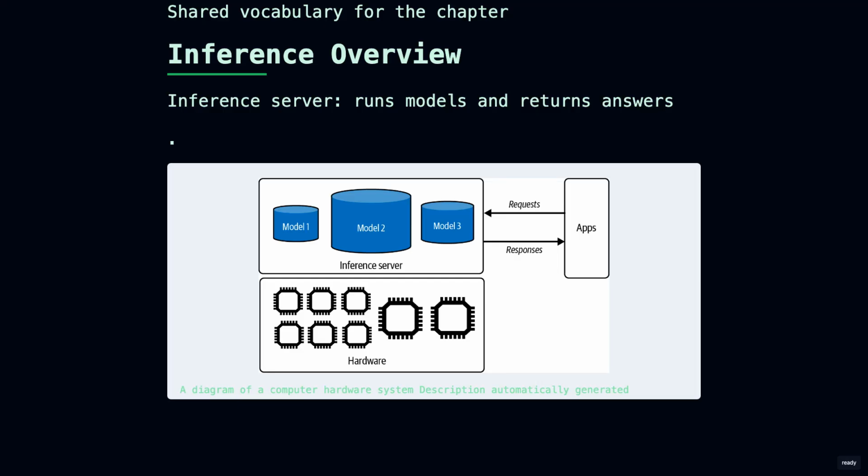Notice the separation of roles here. One layer handles incoming traffic, and another layer performs the model inference. That split is important because it lets you scale, route, and optimize the service independently of the model itself.